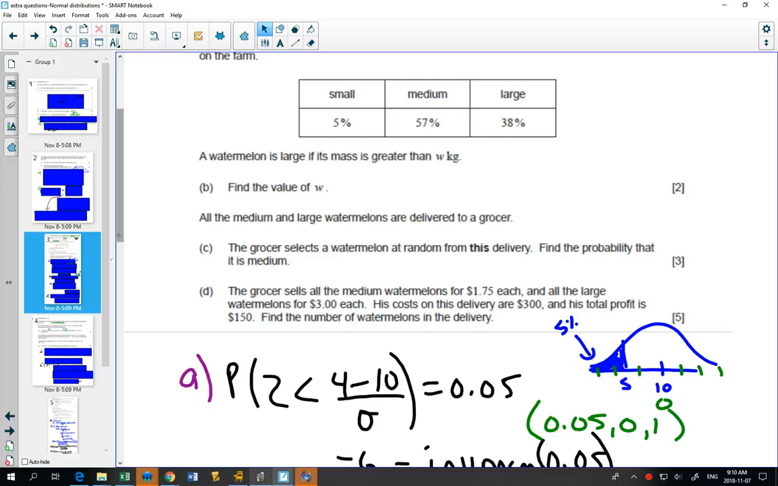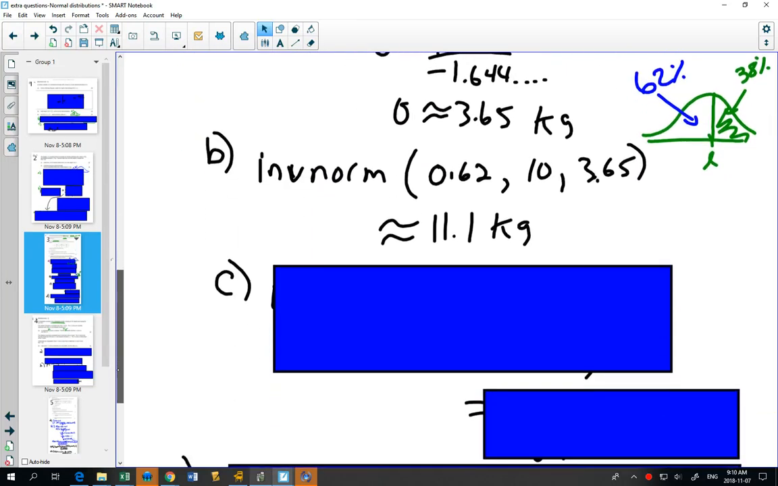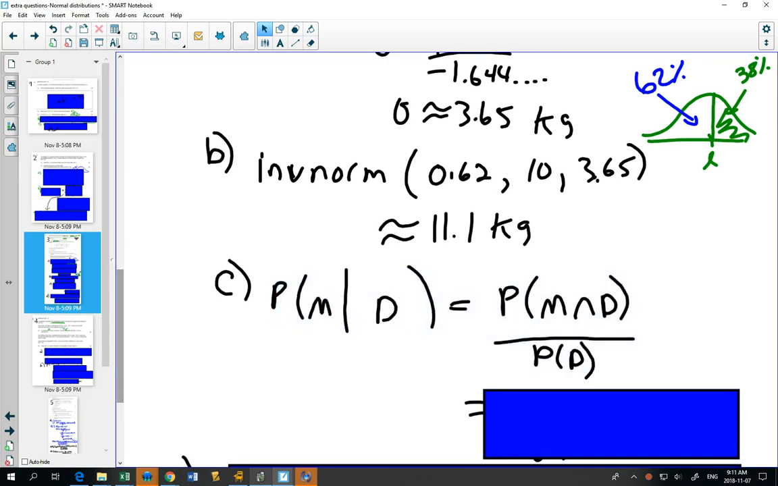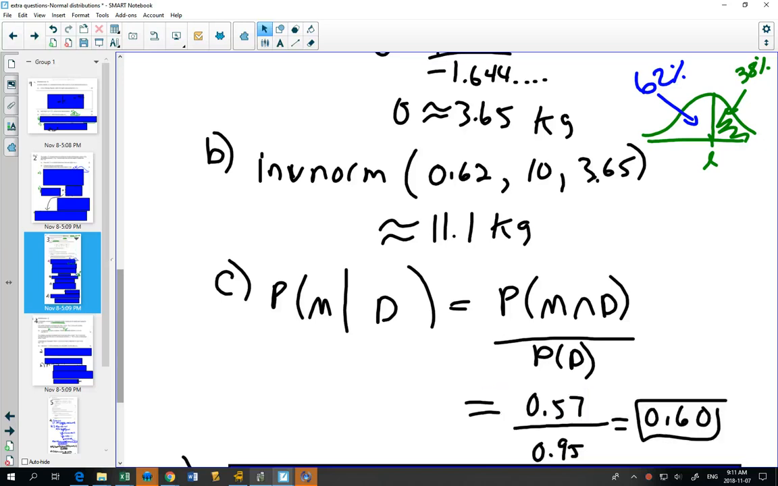Now we can do this with a formula as well. We can set it up and say, what's the probability of a medium one given that it was delivered? And you can look at your overall percentages, 57 out of 95, which is 0.60.